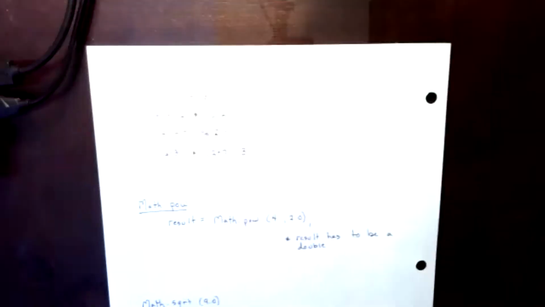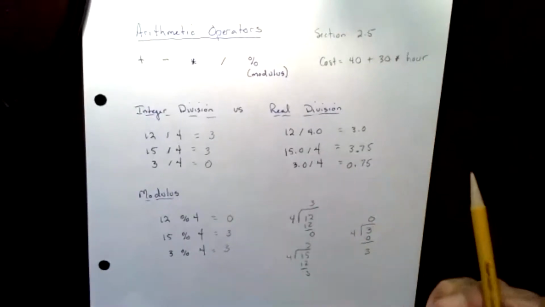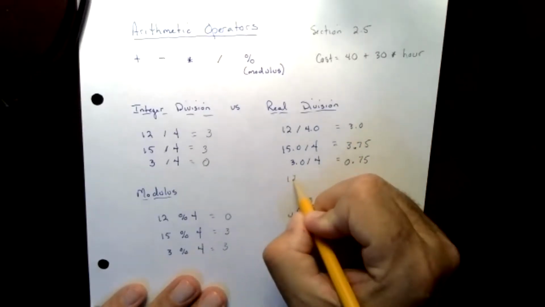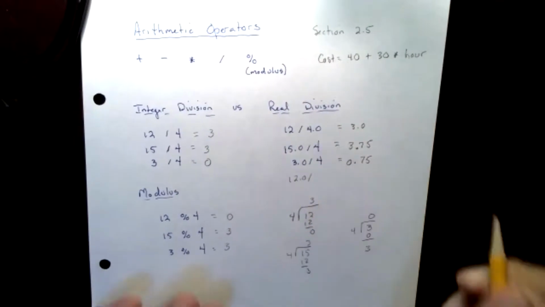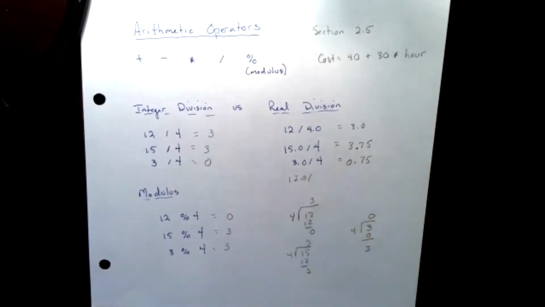Can I actually ask a question about the real division part for a second? Yep. In your programming, if you declare the numbers 12 and 4 as doubles and then divide them, would it give you the answer of 3 or 3.0? It'll give me 3.0, with the reals. Yes. Okay.